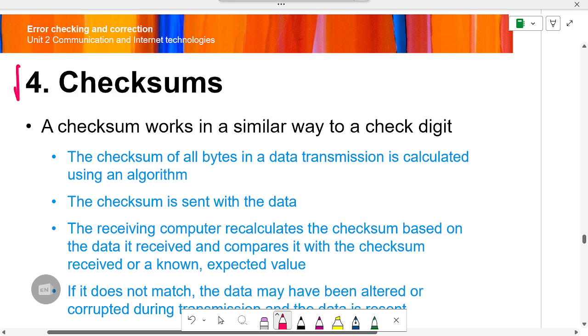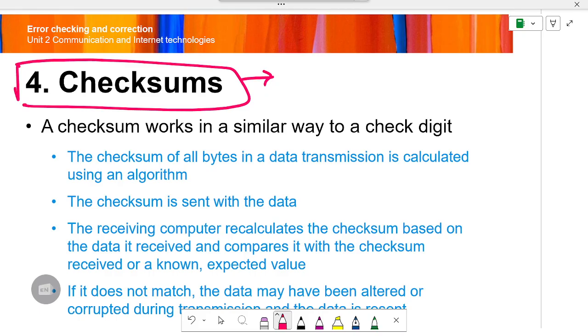Second last one, number 4. I want you to write down in your notes: checksum. Okay, this is for sending data. We have another tool. It's called checksum. How we can find the mistakes. What is a checksum?